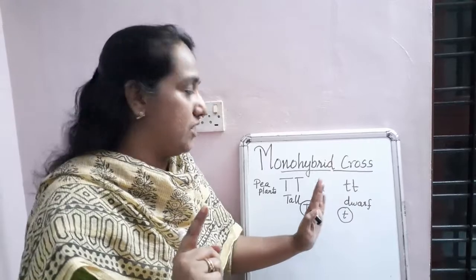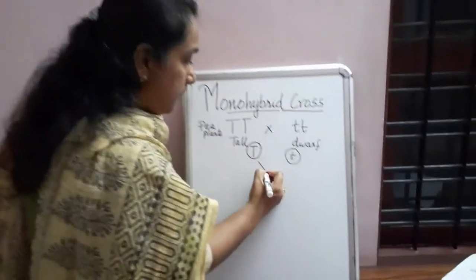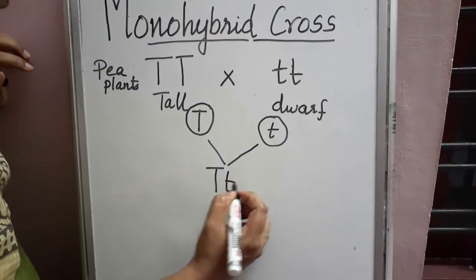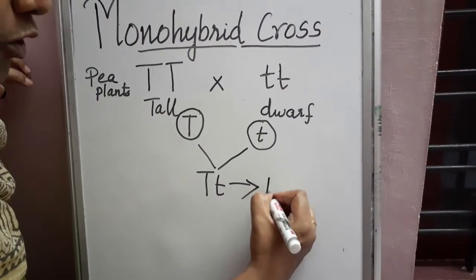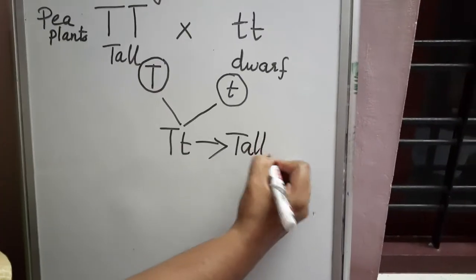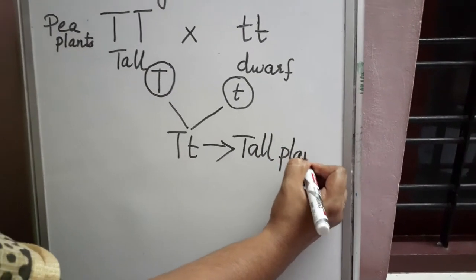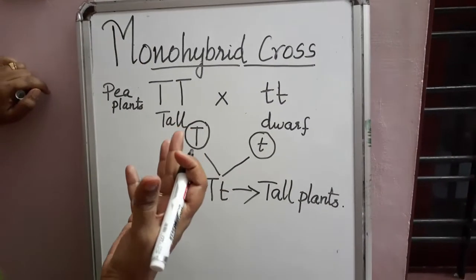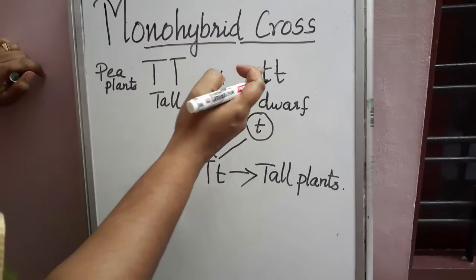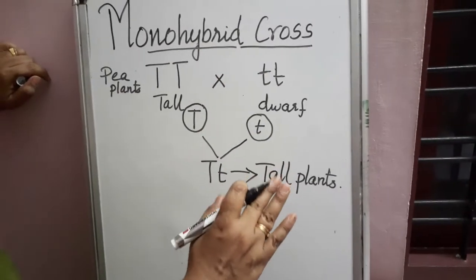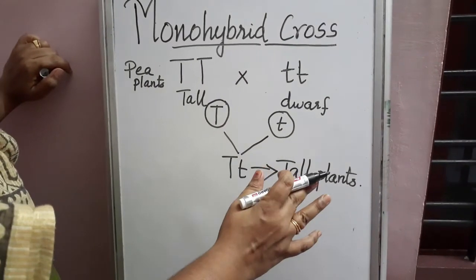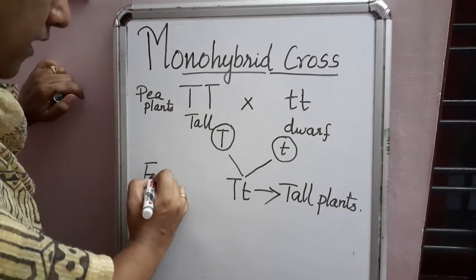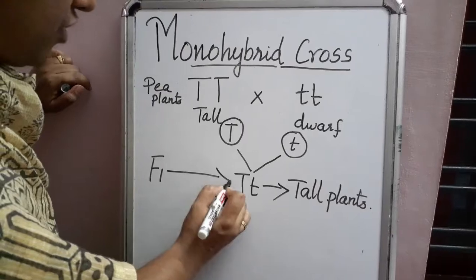So in the first generation he got all like this, capital T, small t. He observed that all were tall plants. Normal human beings would think one or two would be small t, dwarf plants, but that doesn't happen. All plants were tall plants. This is known as the F1 generation.